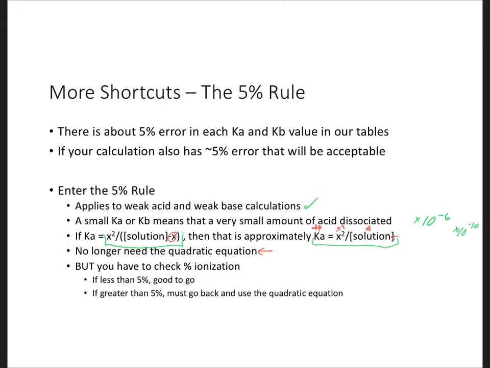Now there is one caveat. We do need to make sure that we check the percent ionization. This shortcut only works if the ionization is less than 5%. If we're above 5%, then we're in this dangerous territory where we're making assumptions that we shouldn't be. But if it's less than 5%, then we're in that Goldilocks zone, and we can continue with a shortcut that really shortens how long this problem takes.